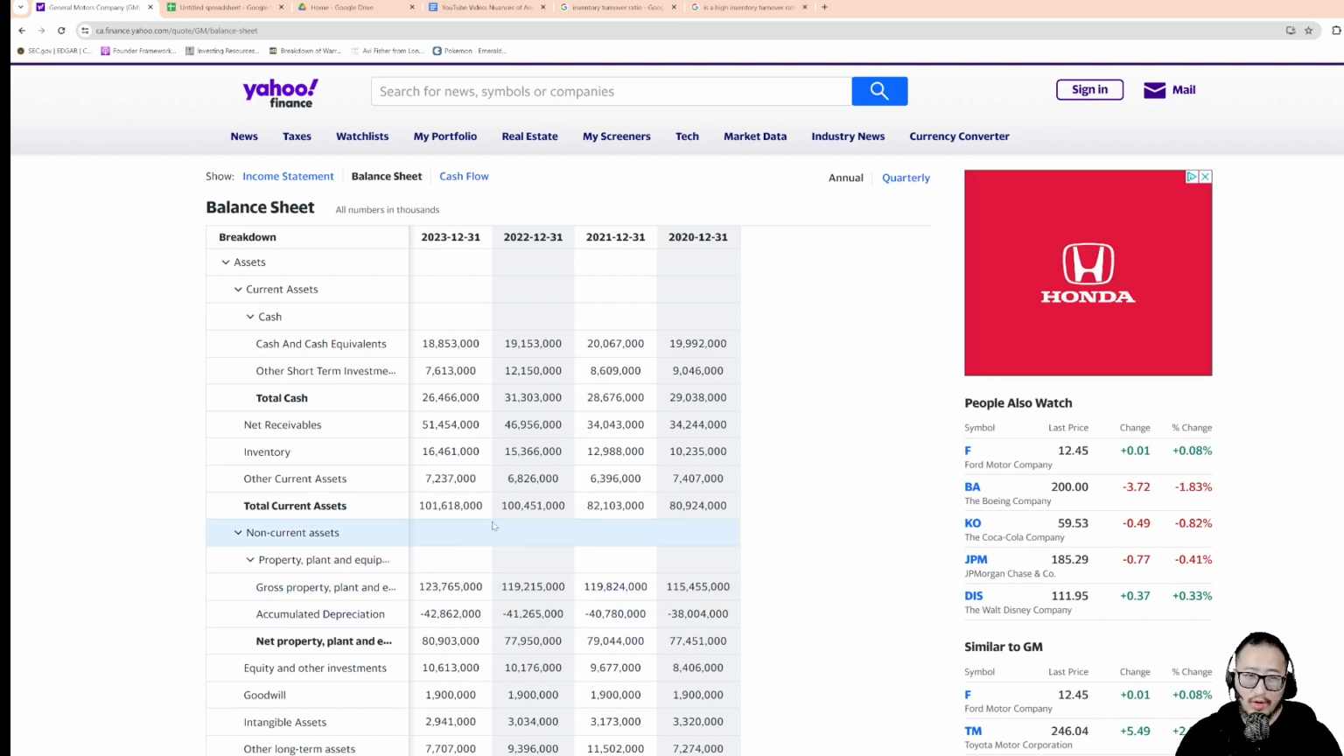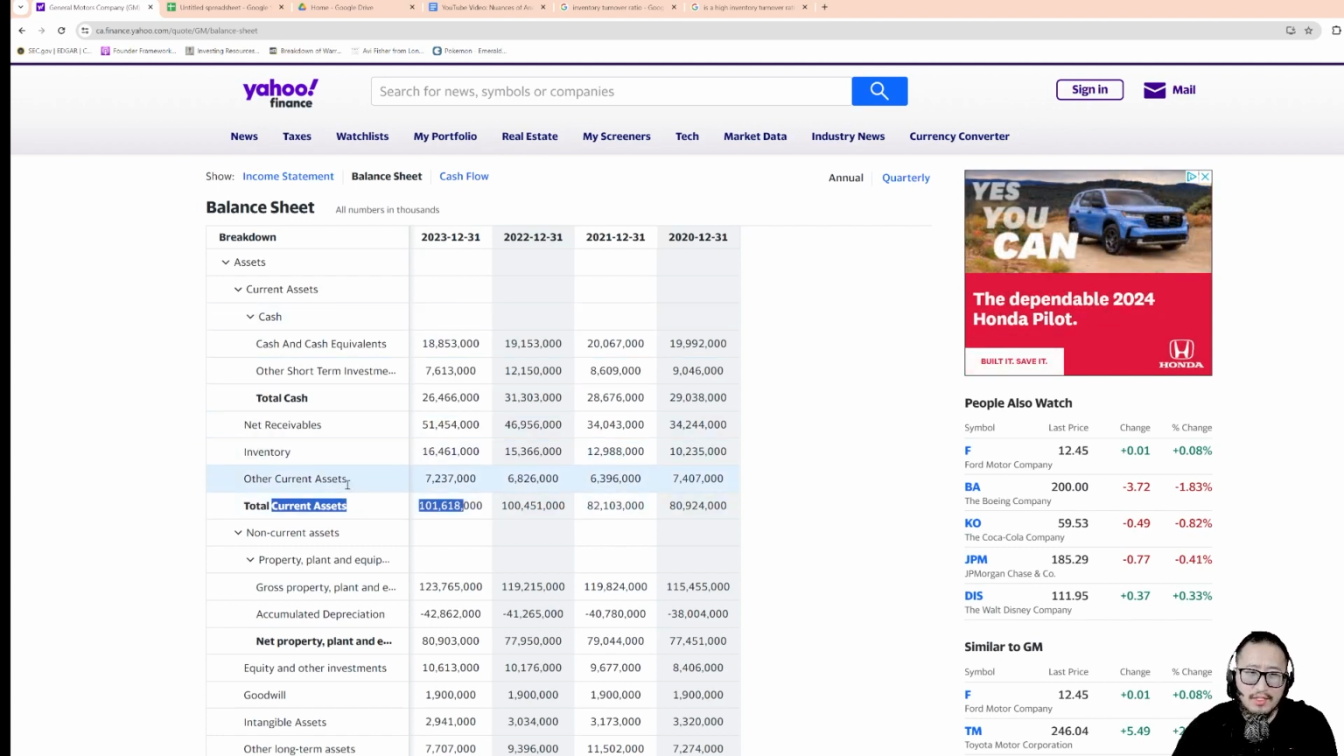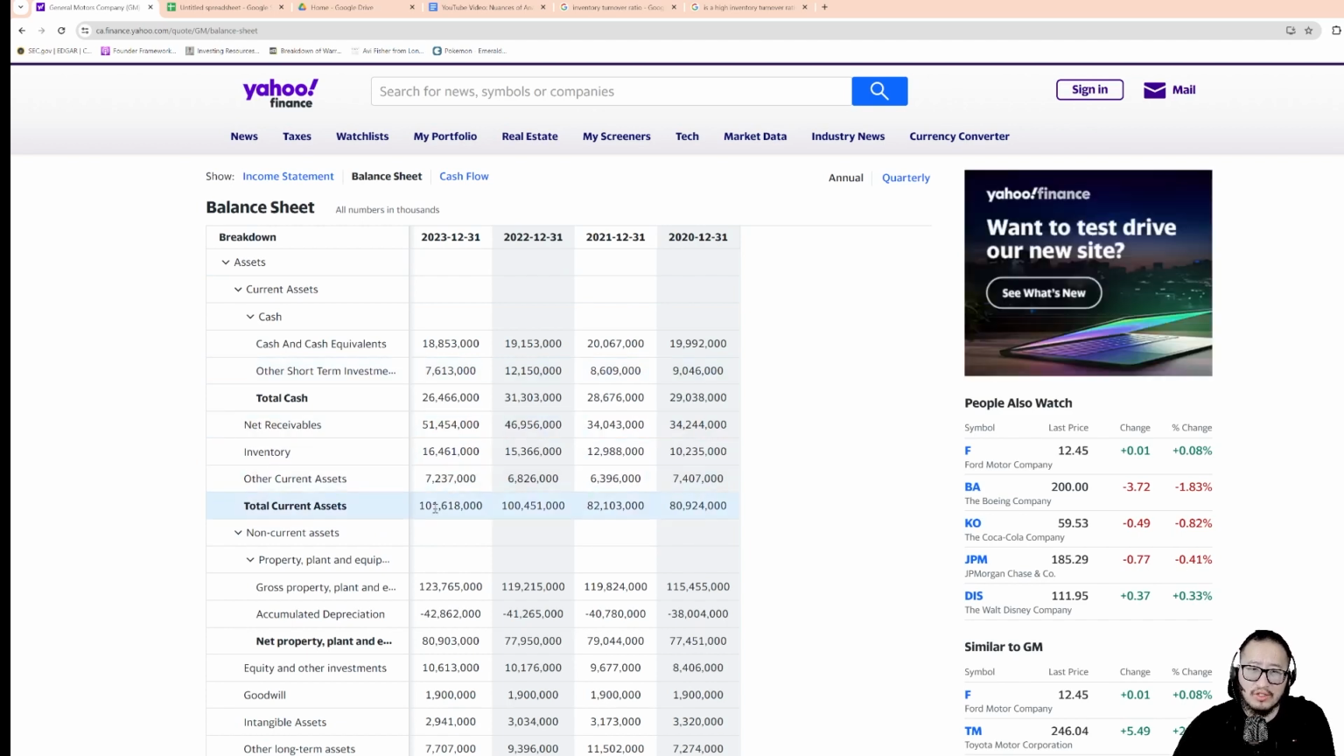Now, after doing all those calculations, we can see that General Motors' current assets, when you add everything up, I'm just going to ignore other current assets for now. If you want to know what this actually is, you'll have to go into their annual report to see it. But let's assume we add everything up and get total current assets of about $101 billion.